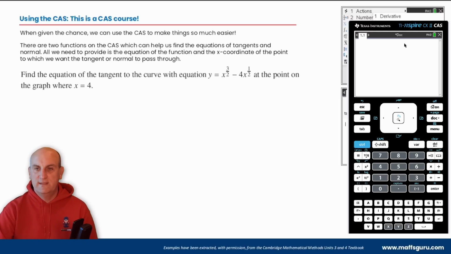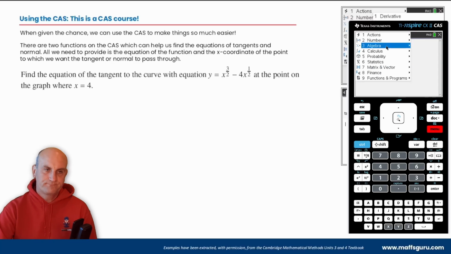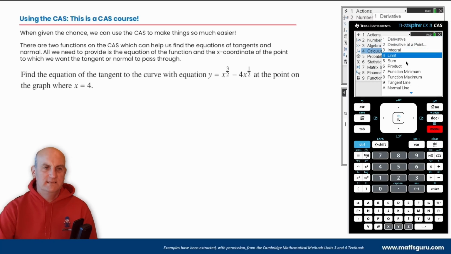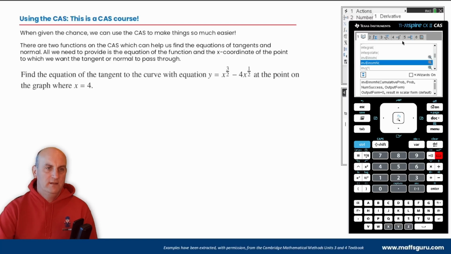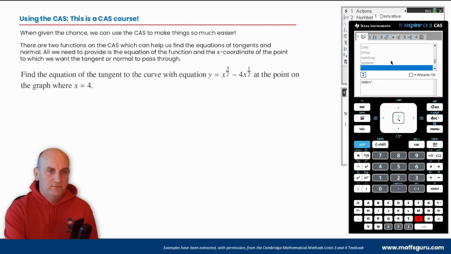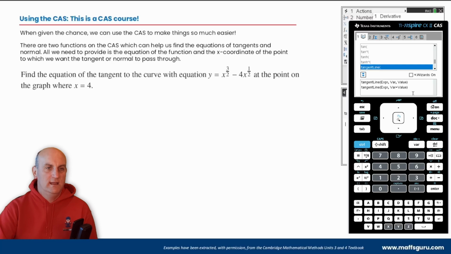So what do we want to do? We're going to find the tangent to the curve. So I go menu, calculus, and you'll notice I've got tangent line and normal line. Then I hit tangent line and I'm like, okay, what do I put in? If ever you're not sure, you can hit the book icon. If I go down to T and click on tangent line, it'll give me what I've got to do. I've got to put 3 things in: an expression, what my variable is, and what my value is. If you weren't sure how to get all of that on, just click the up and down arrow there.